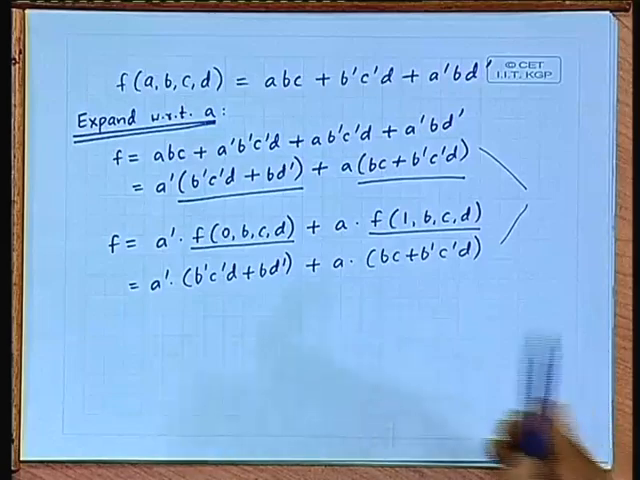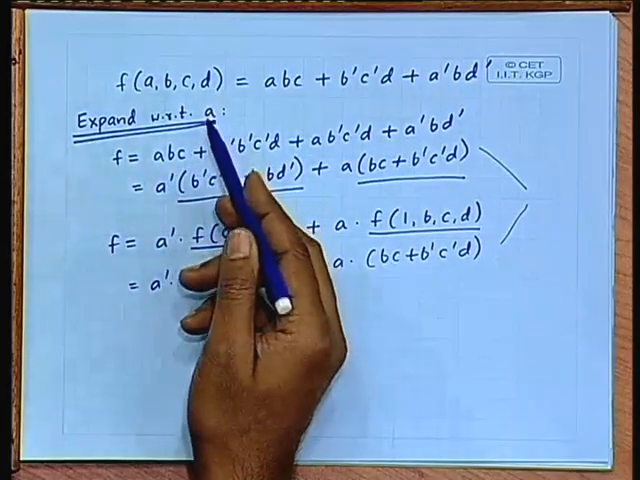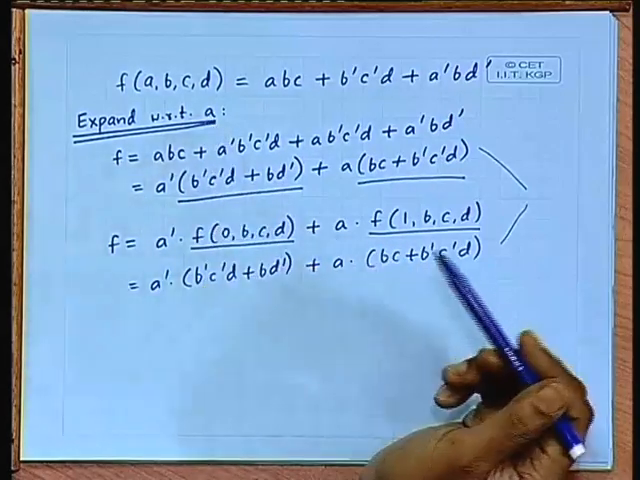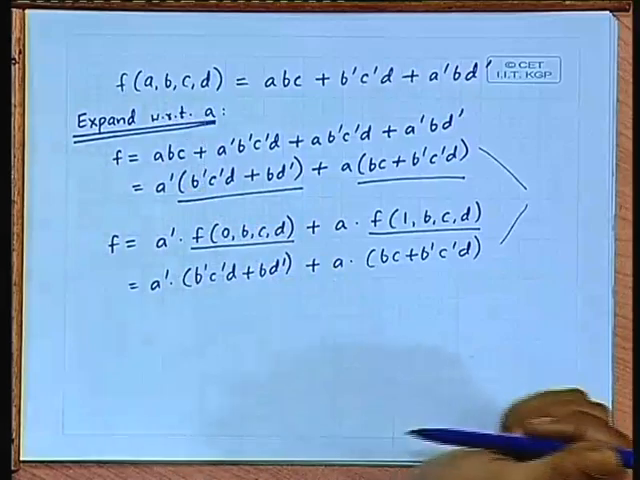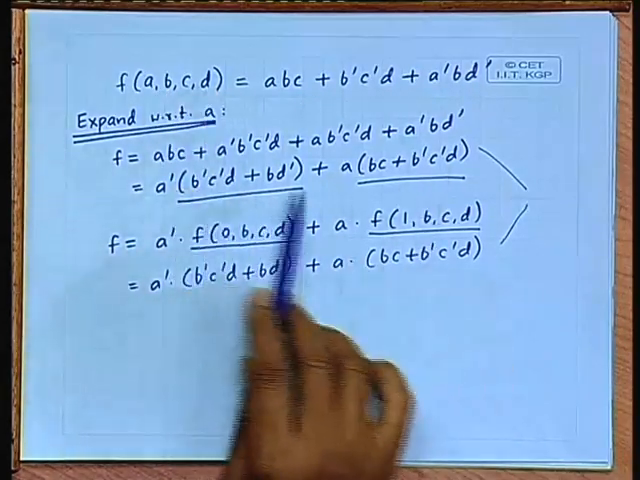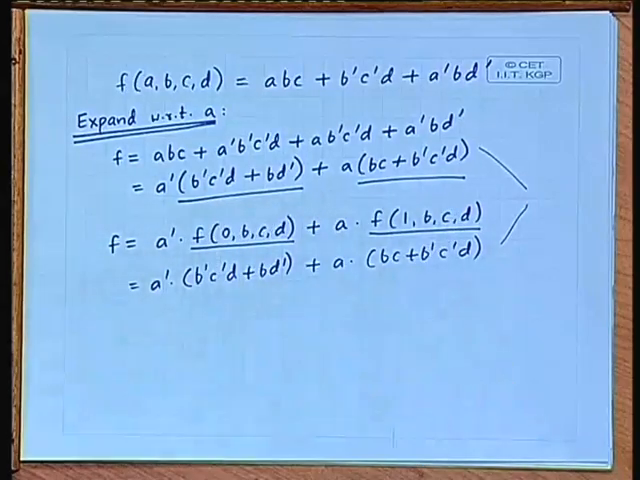So, you understand one thing: starting from the given function, you can carry out the expansion with respect to an input variable a or b or c or d. Depending on which variable you are using for the expansion, you will be getting different forms of the function.